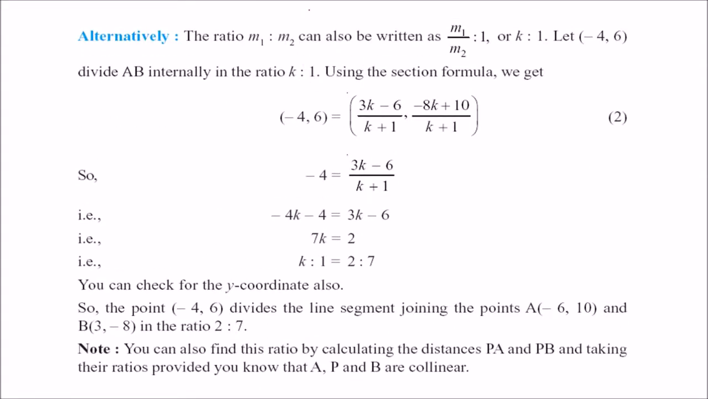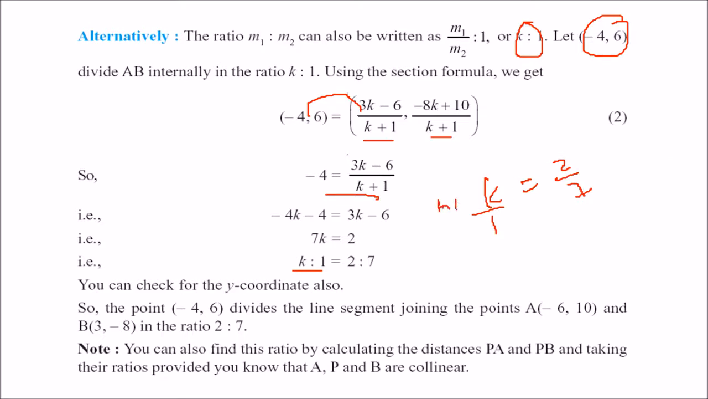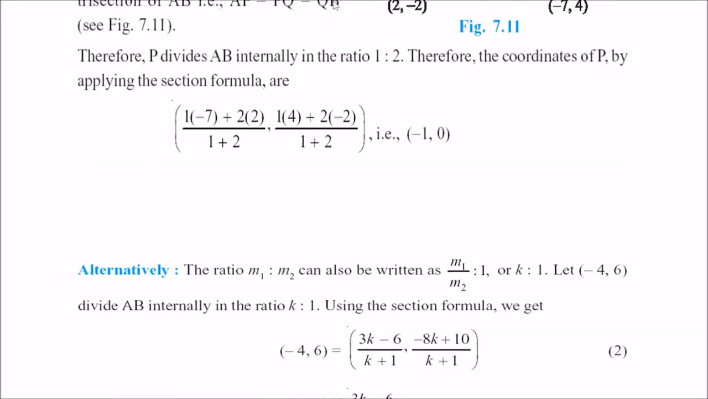You can also do one thing. m1 is to m2, you can say that the point minus 4, 6 divides it in the ratio k is to 1. That is why we introduced k is to 1. So how did you find out? This is the section formula. So this is (3k minus 6)/(k plus 1), (minus 8k plus 10)/(k plus 1). You equate minus 4 with this, and when you equate, k is to 1 is 2 by 7. So k is to 1 is 2 by 7, and this is nothing but m1 by m2 only. So 2 is to 7. This way also you can do.